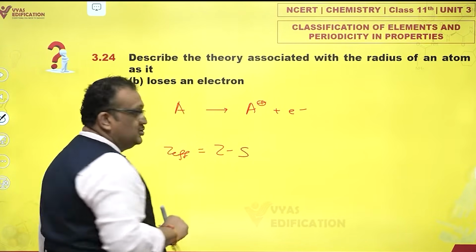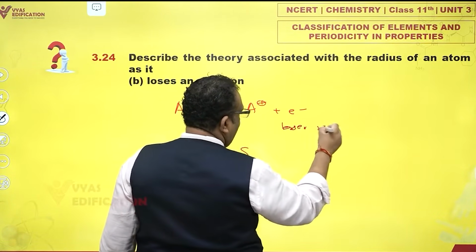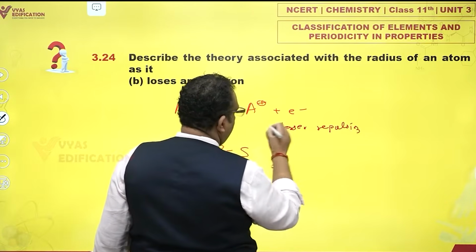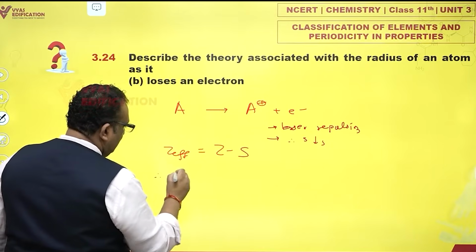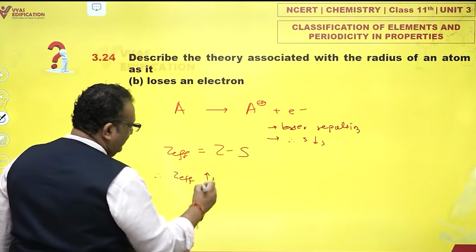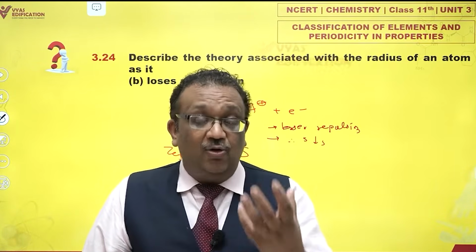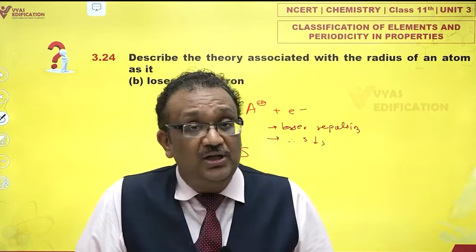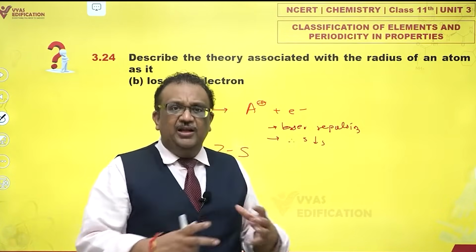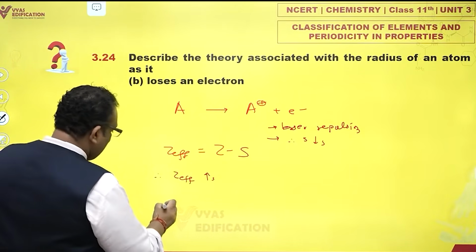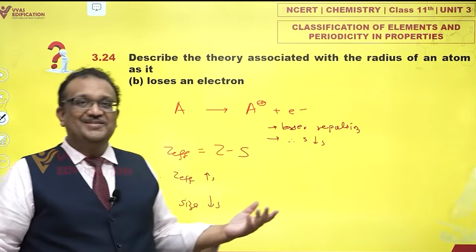So, if electrons are lost, it means lesser repulsion. Therefore, S decreases. Therefore, Z effective increases. Effective nuclear charge has increased. It means that electrons are now experiencing greater attraction by the nucleus because the repulsion between themselves has gone down. If they are attracted more, they are pulled in, and the size decreases. Therefore, atomic radius decreases. As simple as that.